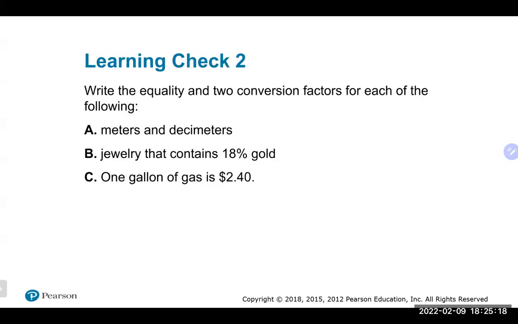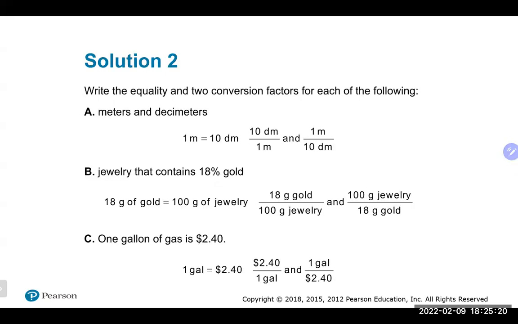All right. So we'll just take a look at these here. Meters and decimeters. In 1 meter, there's 10 decimeters, which again allows us to write our two conversion factors, which is our fractions. Here's our 18% gold. That means basically there's 18 grams of gold in 100 grams of the jewelry. Again, you could have done grams, you could have done pounds, I suppose, whatever sort of unit would work there.